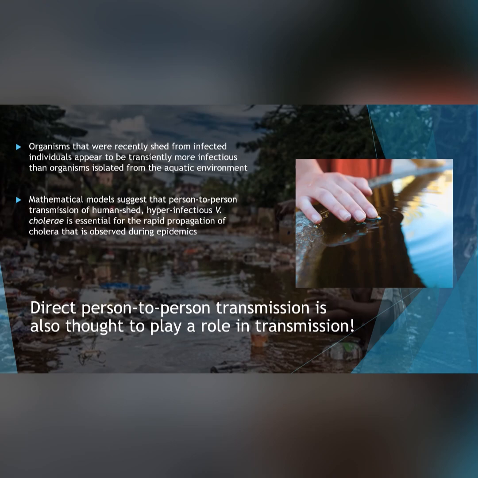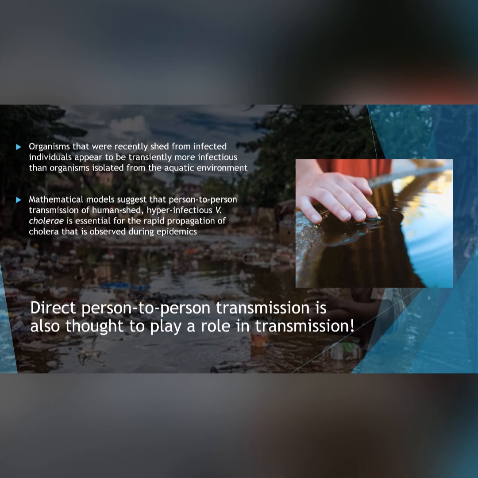However, direct person-to-person transmission is also thought to play a role in transmission. Organisms that were recently shed from infected individuals appear to be transiently more infectious than organisms isolated from the aquatic environment. Mathematical models actually suggest that person-to-person transmission of human-shed hyperinfectious V. cholerae is essential for the rapid propagation of cholera that is observed during epidemics.